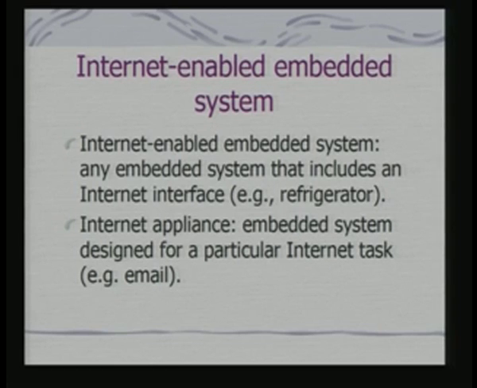And any embedded system that includes an internet interface, you can even have a refrigerator, okay, and on the refrigerator you can set the temperature over the internet. So, you need to have now a home server, a thin home server. You can have an internet appliance which can be an email device. In fact, there are standalone email devices, and there are devices which have a pen interface. So, instead of typing in, you can actually write letters and send them via email.